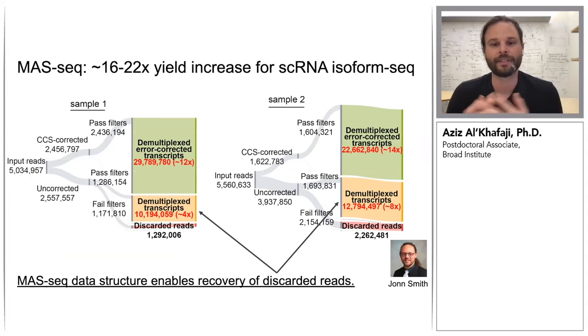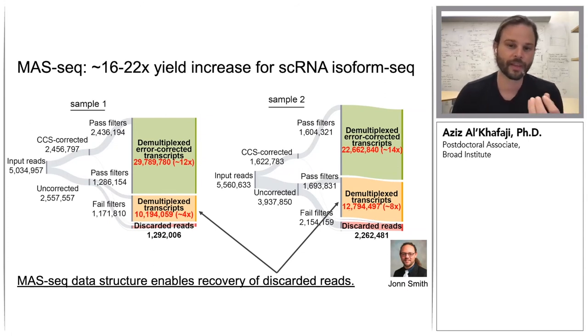So ultimately, MAS-seq leads to a yield increase of 16 to 22 fold over CCS corrected read counts. And this is about 35 to 40 million reads per flow cell. And so shown here is a Sankey diagram breaking down metrics from the MAS-seq runs. Looking at sample one, we can see that we have 5 million input reads, of which about half were corrected. And this is typical. And then of that, it went through our long flow filters and then demultiplexed. And we can see here that we got a boost of 12-fold and an output of around 30 million reads.